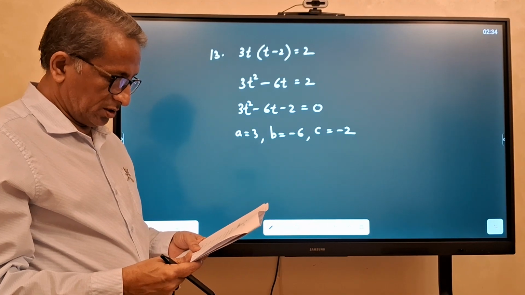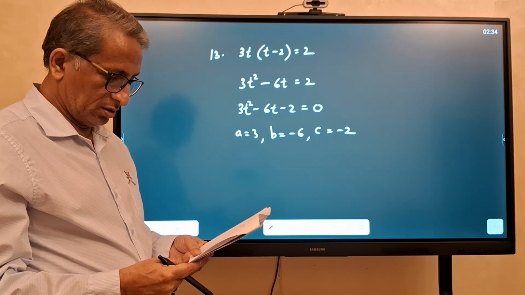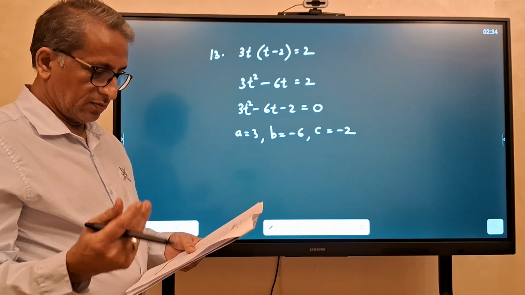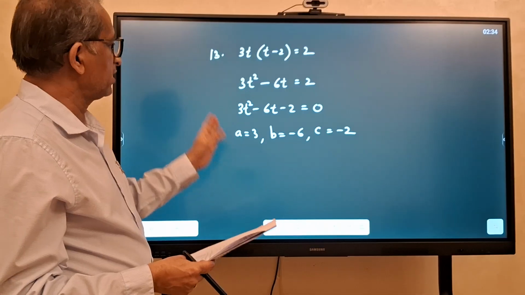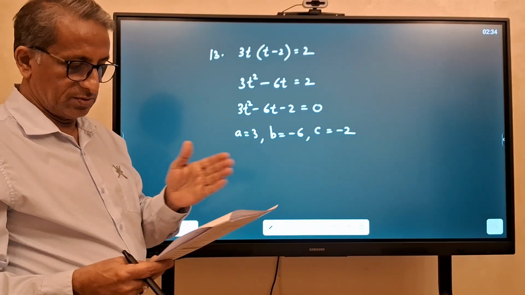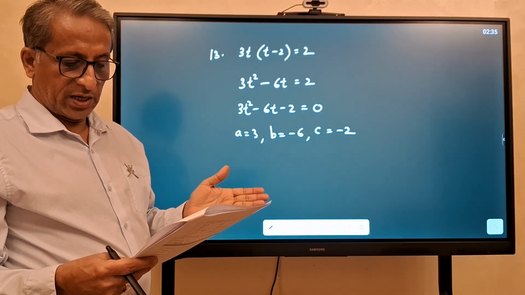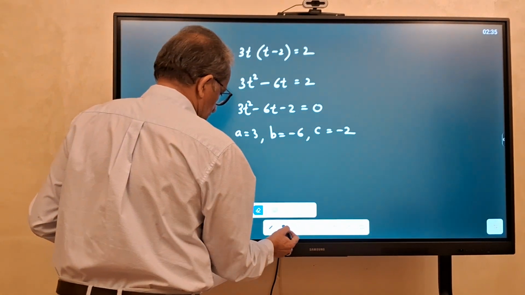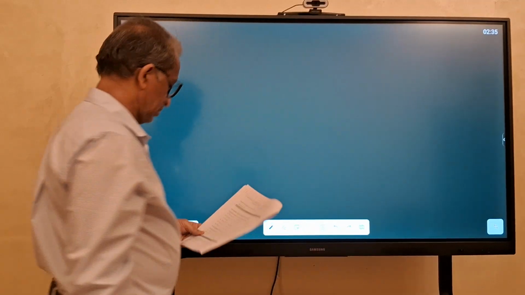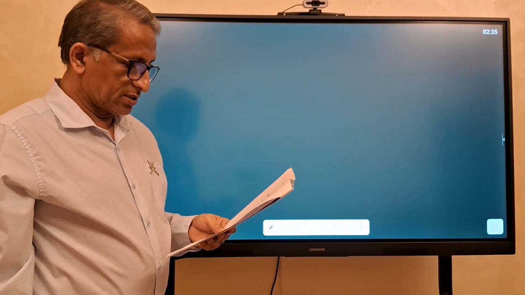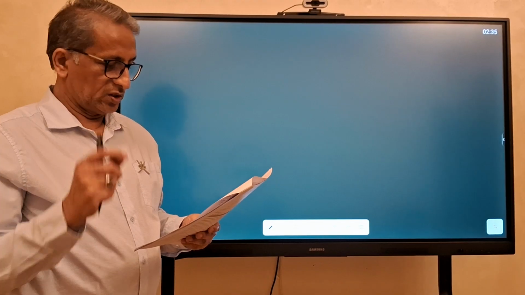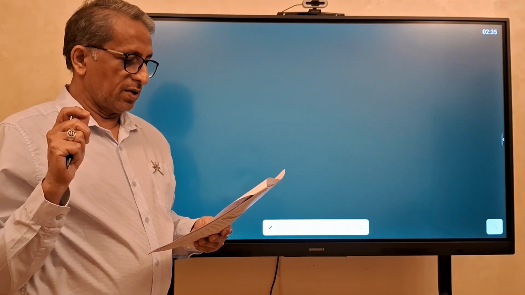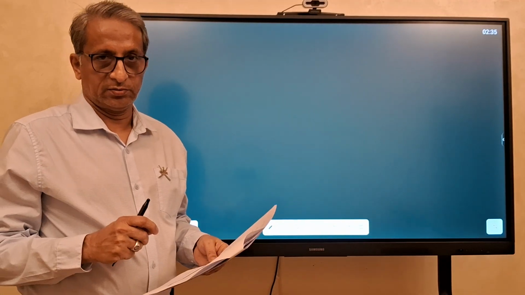Similarly, the same for question number 14 and question number 15. So first write in the standard form, then find a, b, c. If there is any bracket, open it and then do the things. So that's the end of the examples from 1 to 18, solving quadratic equations by the quadratic formula. Thank you.